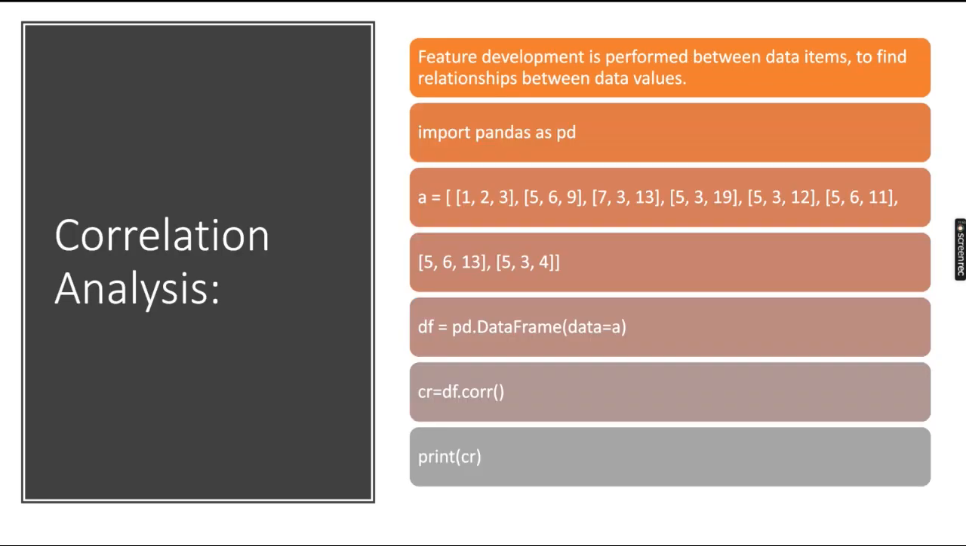Now feature correlation analysis. So we have to go for feature development. It is performed between data items to find the relationship between the data items. For that we have to import pandas. Then an array is given: 1 2 3 5 6 9 7 3 13 5 3 19 5 3 12 and 5 6 11, and all these values are given. We have to create a data frame, find out the correlation, and print the correlation to understand the correlation between the data.